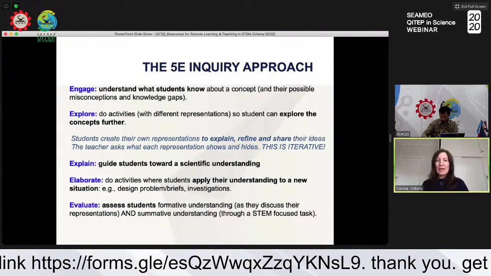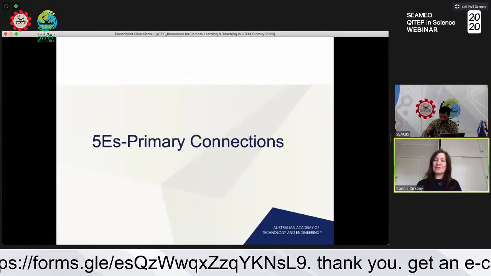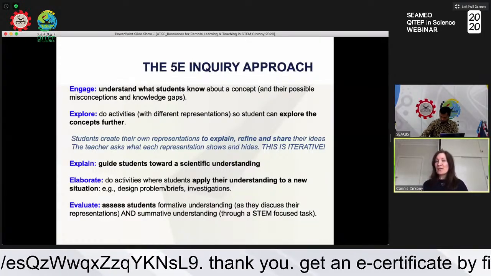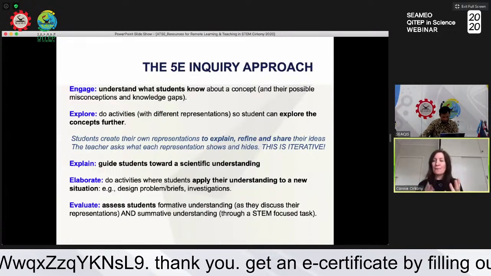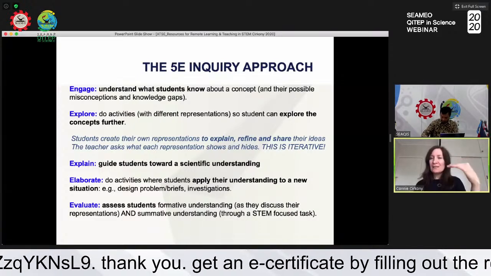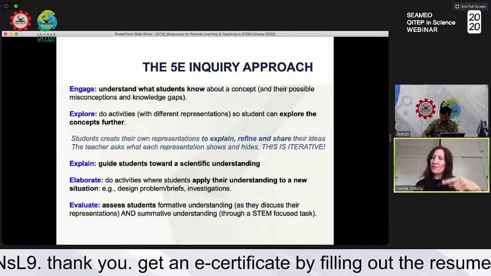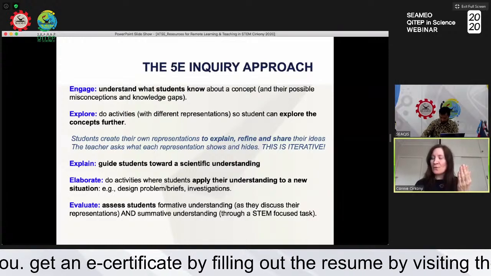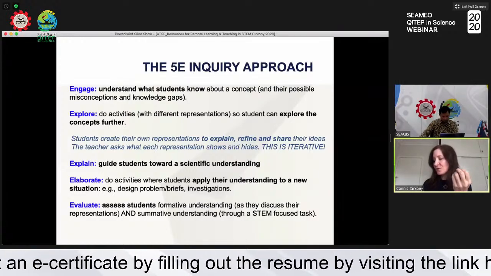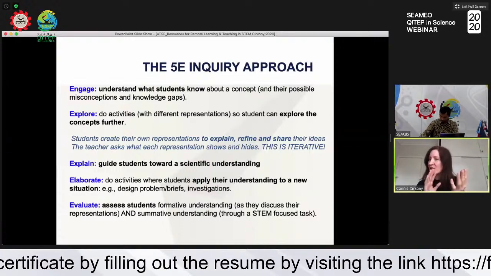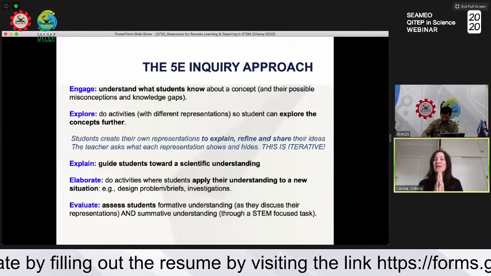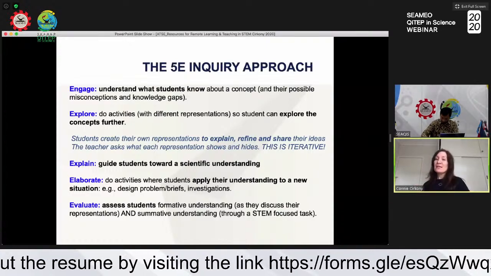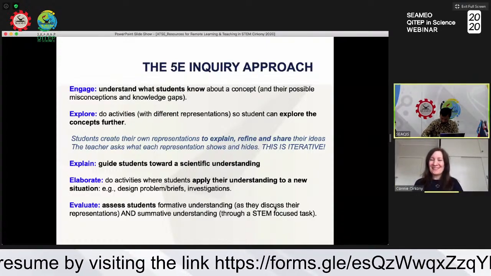Okay, I have here, students create their own representations, explain, refine, and share their ideas. And the teacher asks what each representation shows and hides, and this is iterative. So where the five E's, I have it on a list. Sometimes you go back and forth and you go around to revisit things again. And when you do this as a teacher, you're very carefully listening to what the students are saying and how they're responding to these activities, and then you're adapting. Right? So the most important thing is don't just give them the answer to start off with. Spend some time exploring in this space. And the five E's with supporting this.